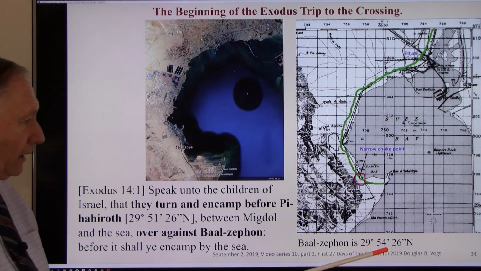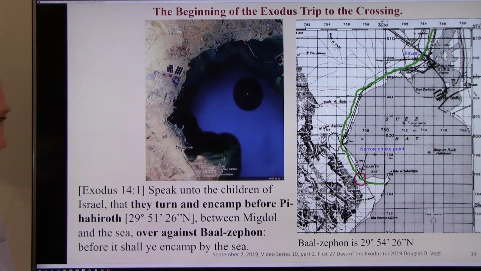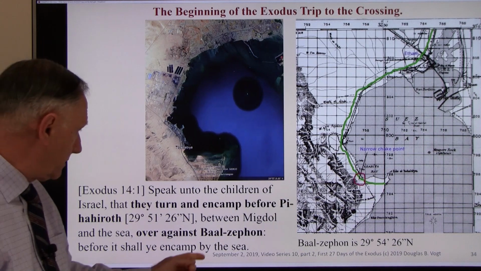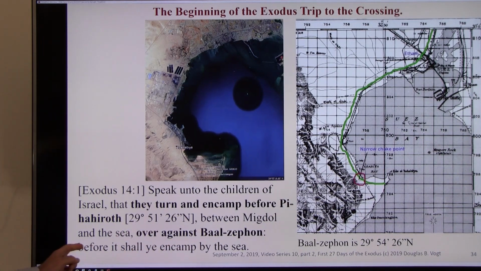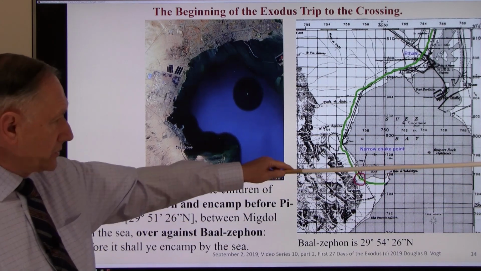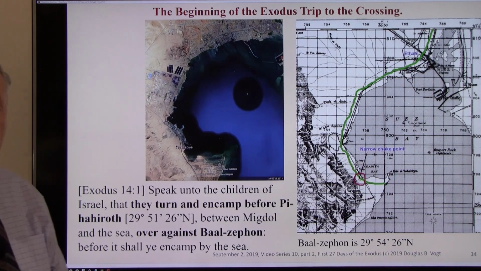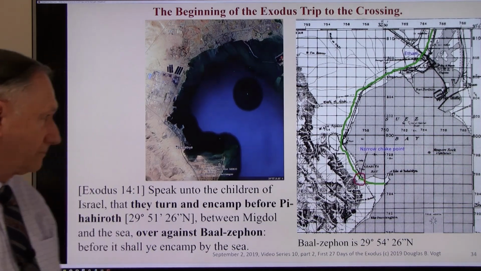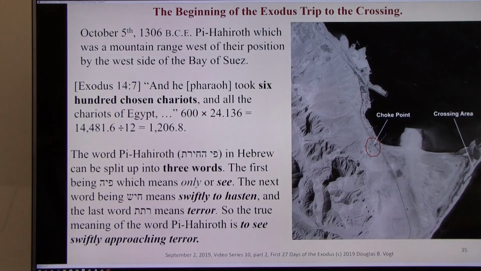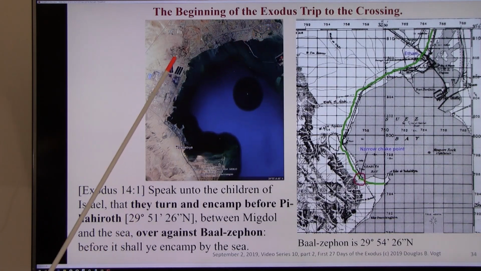It's only 3 minutes further north than this. So when the Torah says it's opposite, where's this? Over against Baal-zephon, it's opposite. Yeah, it is. It would have been like over here, way over there. No one ever thought it was the other side of the Bay of Suez. Oh, by the way, this is the satellite photo of what this thing looks like now. There's Suez City. This is the route they took over here. Right here is the choke point.